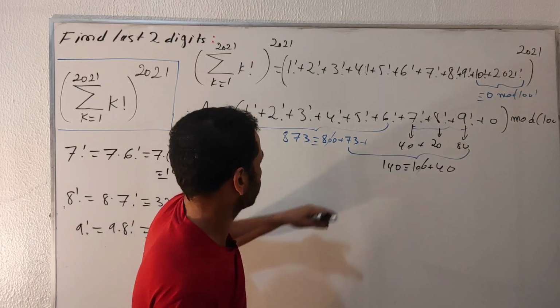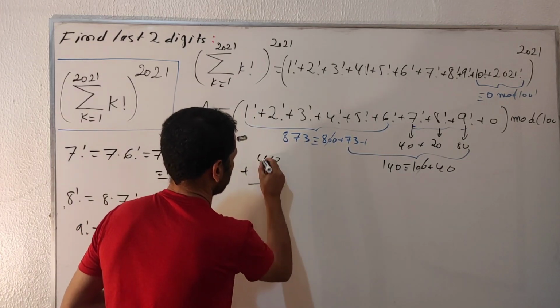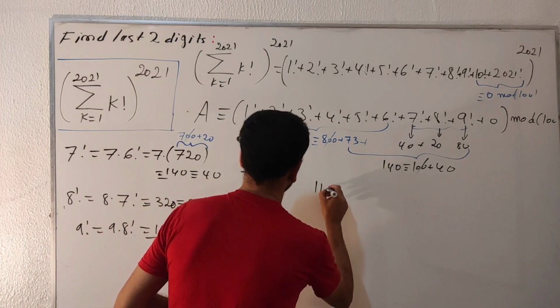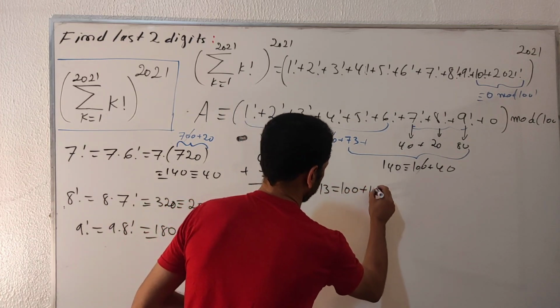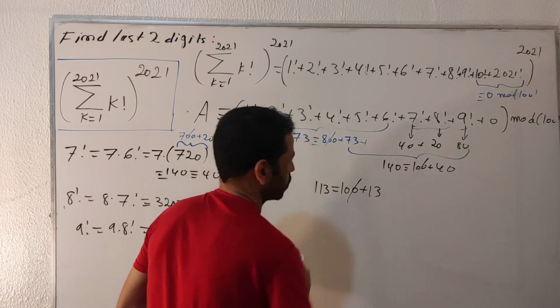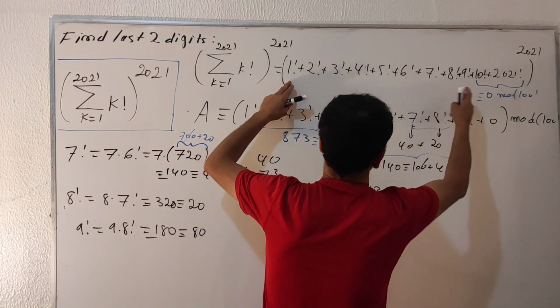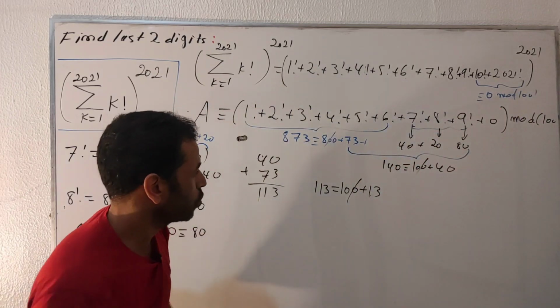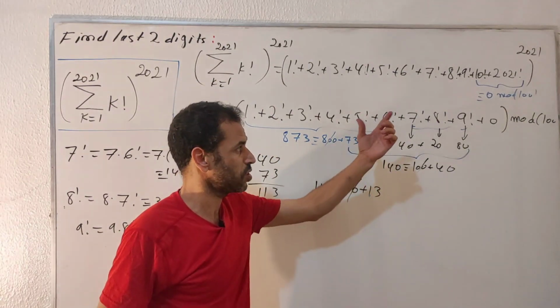Now 40 plus 73, I get 113. 113 is the same as 100 plus 13, so I get a remainder of 13 here. So for all of this huge number, from 1 factorial up to 21 factorial, we found the remainder 13 when we divide this number by 100.